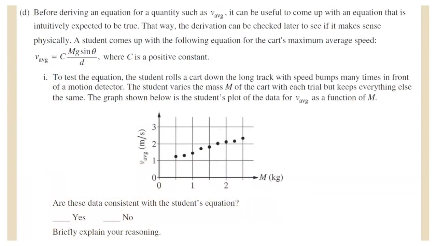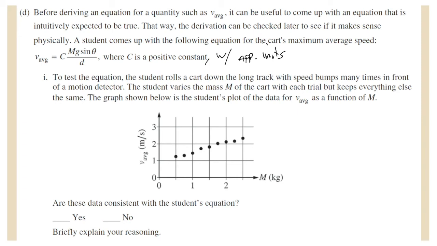All right, here, last part. We've got two parts to this last little part here, part D. It says, before deriving an equation for a quantity such as V average, it can be useful to come up with an equation that is intuitively expected to be true. That way, the derivation can be checked later to see if it makes sense physically. A student comes up with the following equation for the cart's maximum average speed. The equation is V average equals C mg sine theta over d, where C is a positive constant. Now, this was the year of the controversy with the positive constant, and that's why they write now, after that, with appropriate units. So this is the only time I think you're ever going to see that again without the phrase with appropriate units, because they realized they messed up.